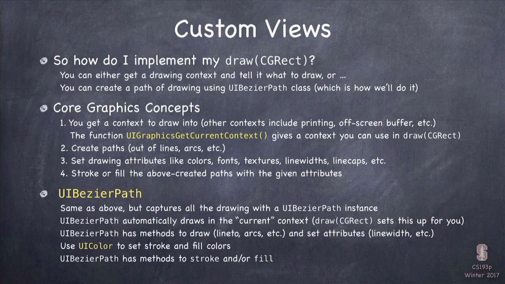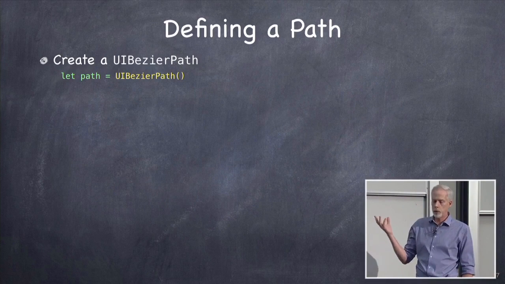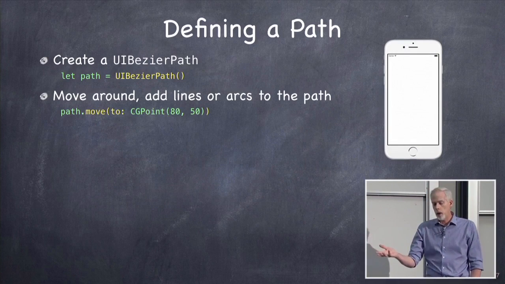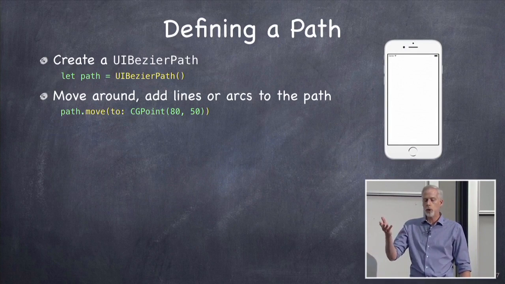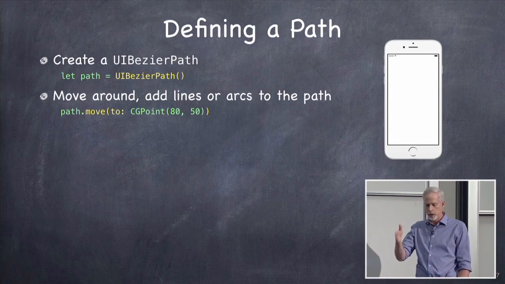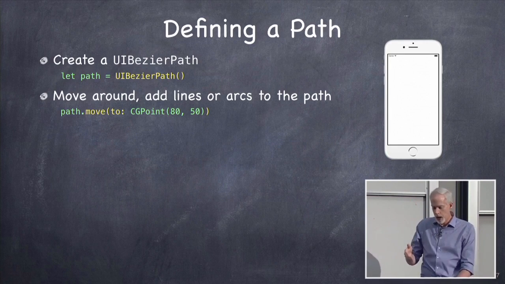So UIBezierPath kind of encapsulates all of those Core Graphics concepts into an object. And so I have an example here to show you how I would use UIBezierPath to draw a triangle on screen. First, I'm going to create the path by just saying path equals UIBezierPath. There are other initializers for it, which we'll see in the demo, but this one just creates a blank path to start. Then you move around with the path, so like I can say move to 80, 50, which is like halfway across this little screen. This is a small screen, let's say, 160 points wide. 80 and then 50 down.